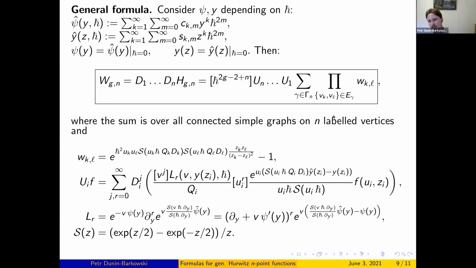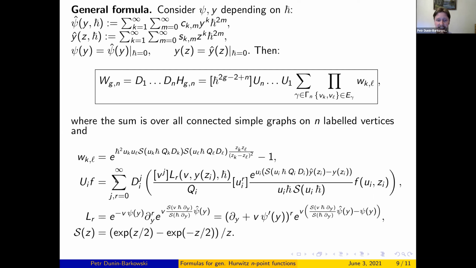So let me explain how this general formula works. This is a formula written in terms of a sum over graphs. You have a sum over all connected simple graphs on n labeled vertices, and on each edge you put an expression like this, where curly s is just this. So you put an expression like this on every edge, and at each vertex you have an operator like this. It's a little bit complicated looking, but it's very explicit and can be computed in any given situation.